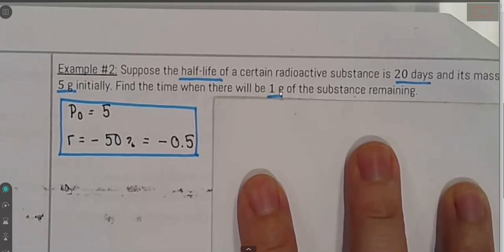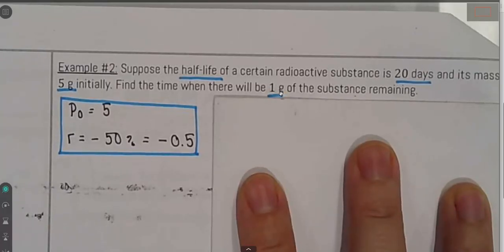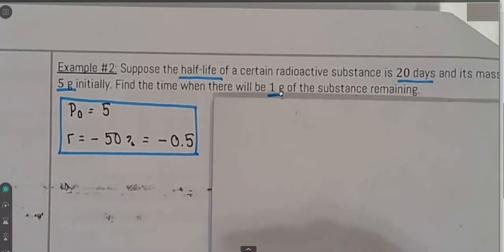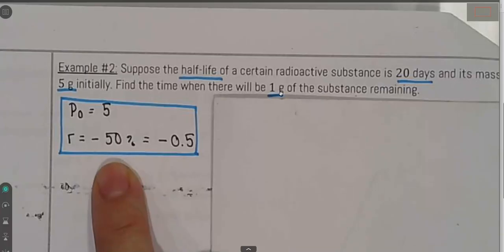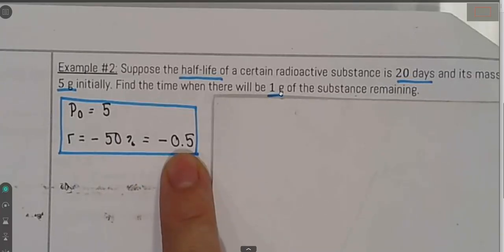Does it make sense why it's negative? No, because it's a half-life. That means every 20 days it's cutting in half. And then after another 20 days, it's going to cut in half again. So whatever value we have, we're subtracting 50% of that. Written as a decimal, that's negative 0.5.